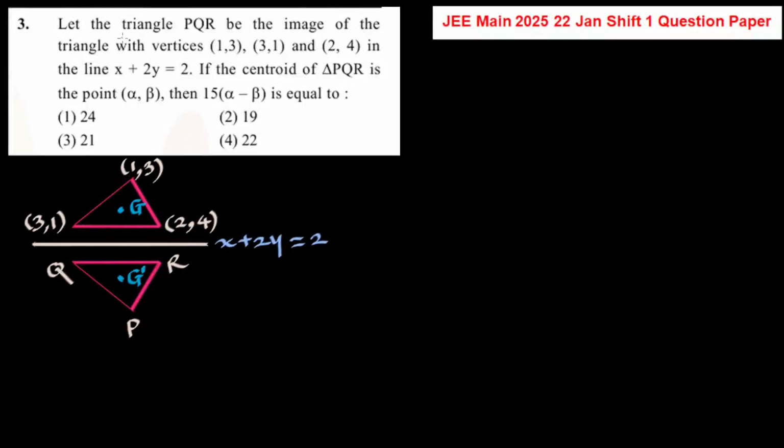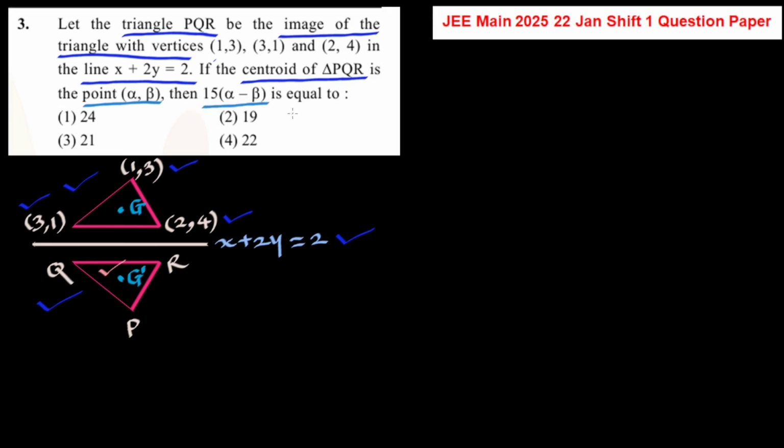In this triangle PQR, the image of the triangle with vertices (1, 3), (3, 1) and (2, 4) is taken in the line x + 2y = 2. If the centroid of triangle PQR, this G', is the point (α, β), then we have to find the value of 15(α − β).